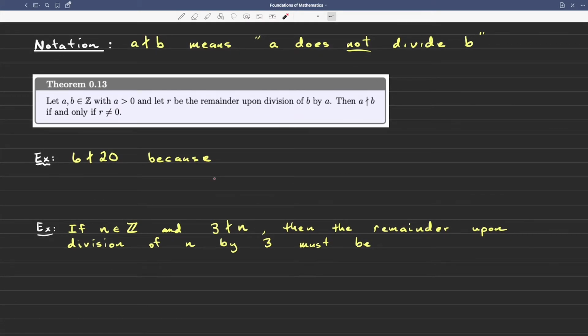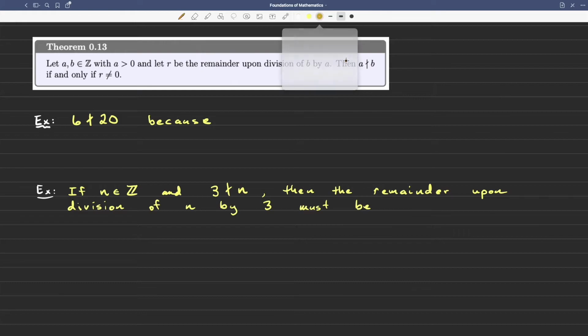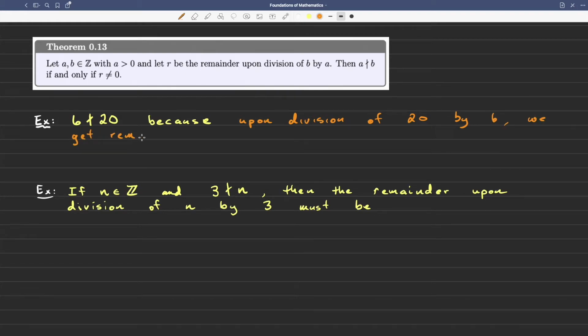But it gives us a nice way to think about does not divide. So just a real quick example with some very specific numbers. Why do we know 6 does not divide 20? Well, because we can divide 6 into 20 and see the remainder is not 0, right? Because upon division of 20 by 6, we get a remainder of 2, right? Which is not equal to 0.